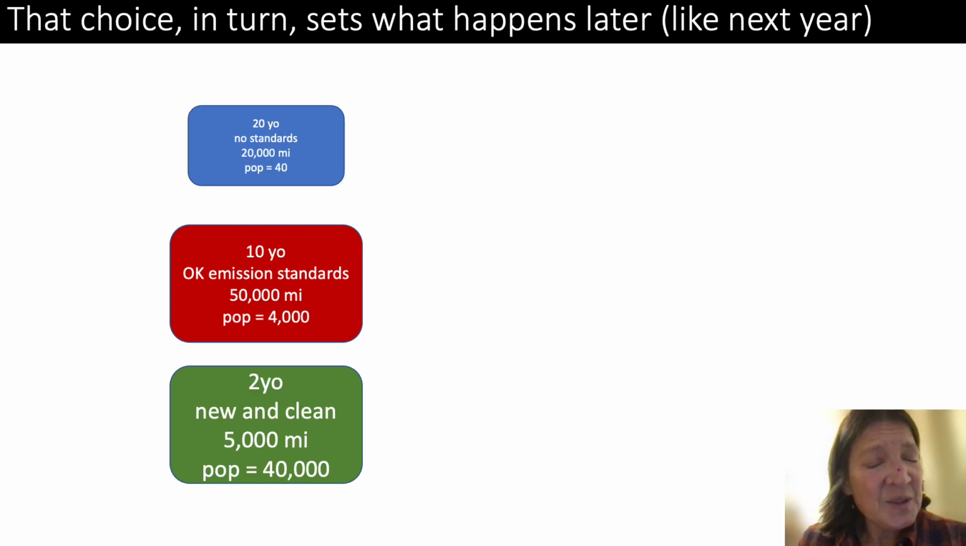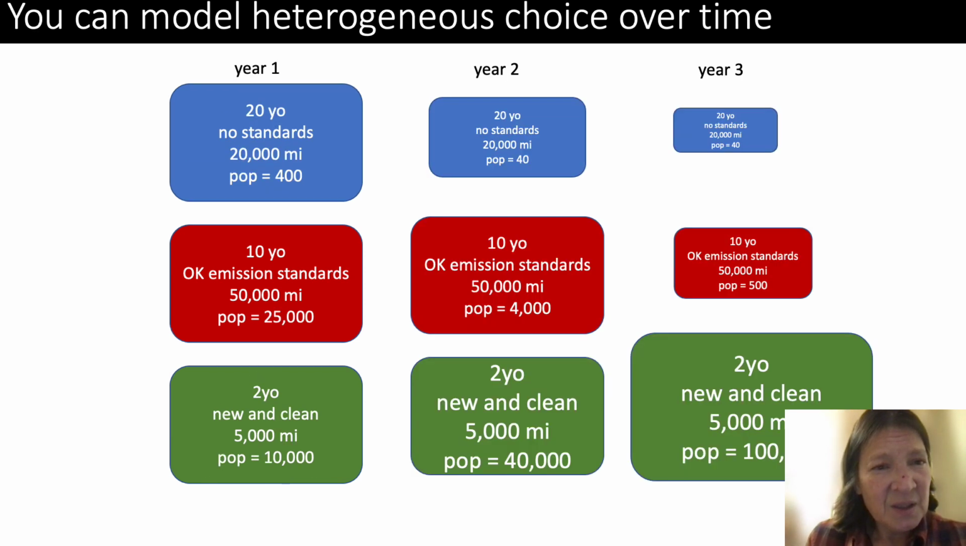So then the choices that are made in turn set what happens later. If more of the older cars choose to retire, then you see that population growing smaller until over a period of years, those different populations grow, and eventually you get to a point, if you have selected the right incentives, that the new and clean cars are dominating the population. That may not always happen, and that's part of what we want to explore.